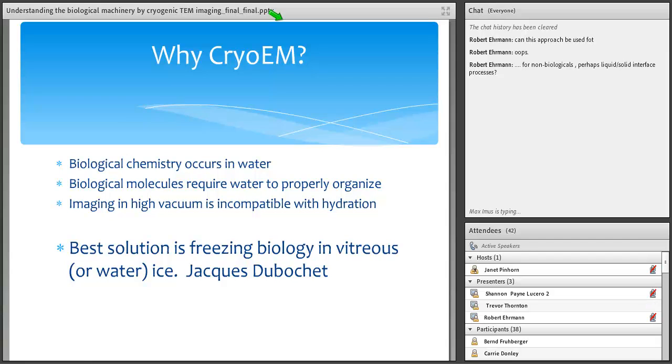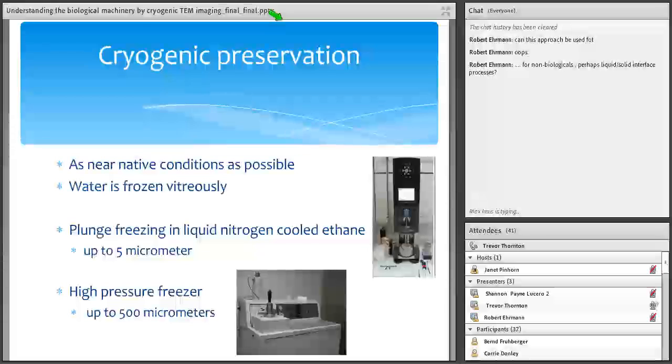But we don't want to form ice because ice expands. That would destroy the molecule. So we want to freeze the water in what's called vitreous state or glass state. And that was the work of Jacques Dubochet, and that's why he won the Nobel Prize last year. And so how do we do this? We want to have it as near native as possible. So we need to freeze it very quickly so the water doesn't transition to a cubic or hexagonal ice pattern, which would expand and destroy the biological molecule.